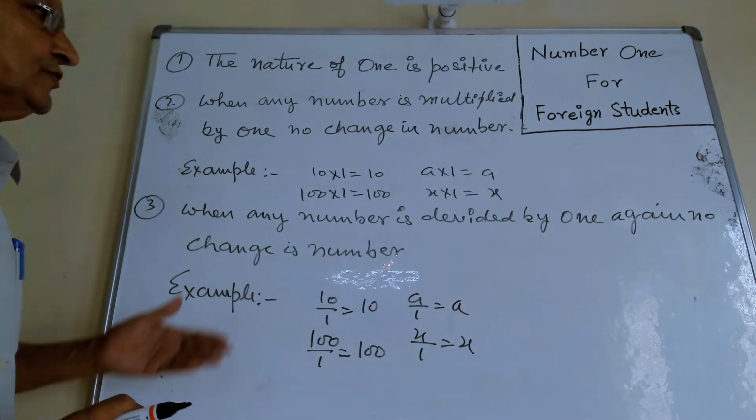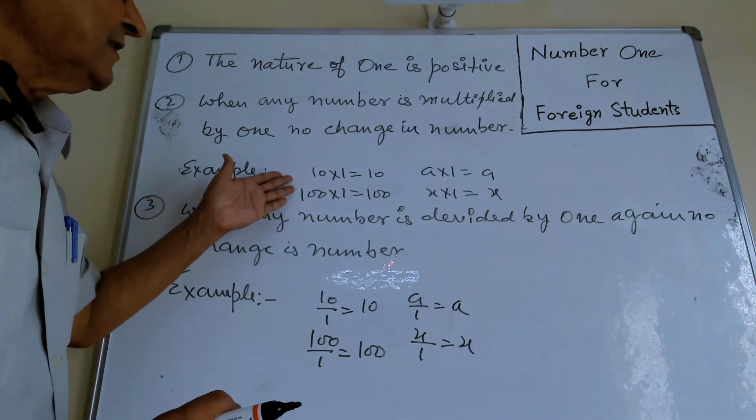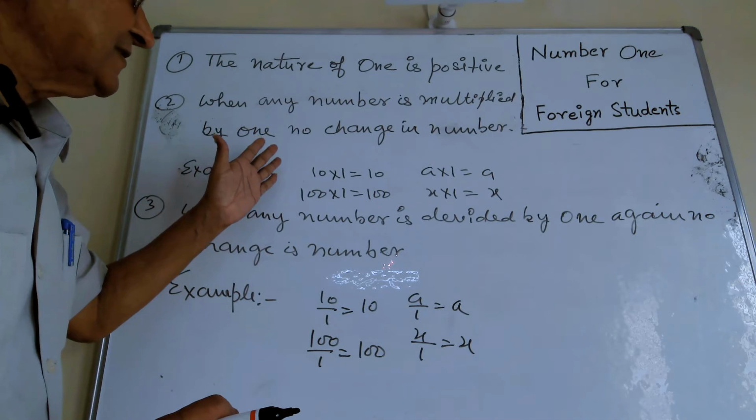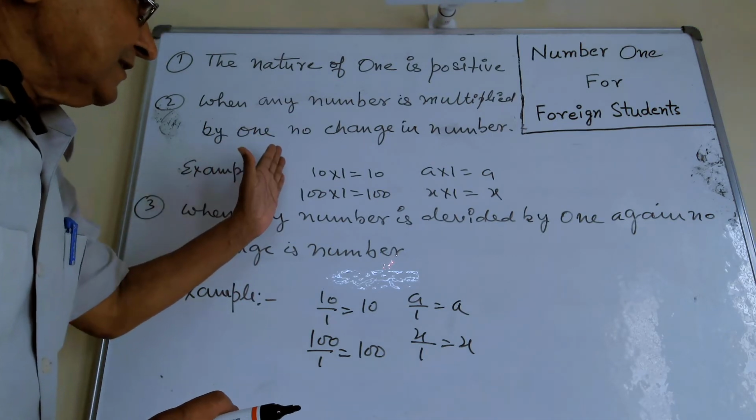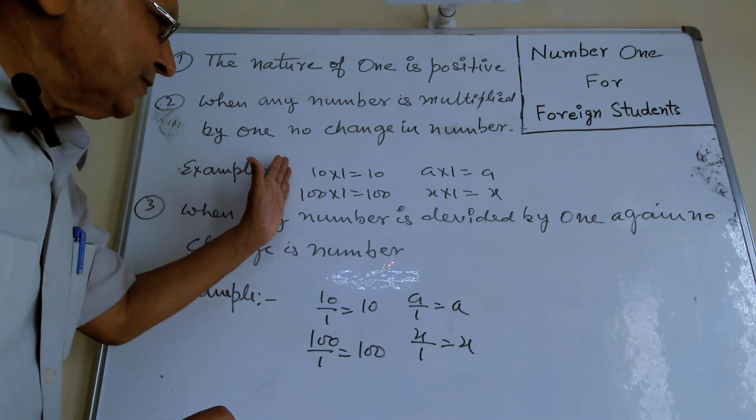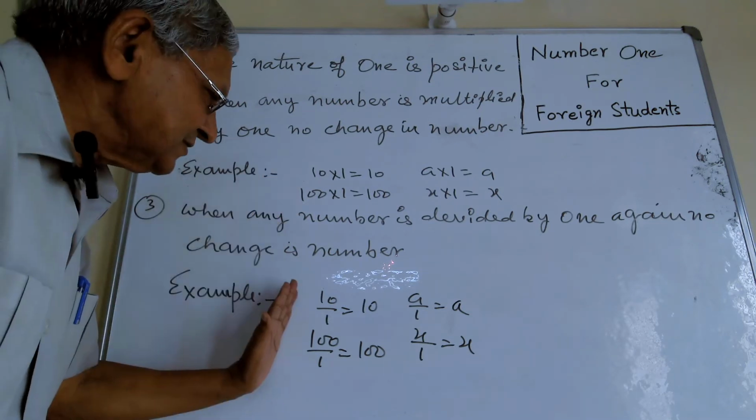So these are the positive properties. There is no change. This is the positive nature of 1. No change in multiplication and no change in division.